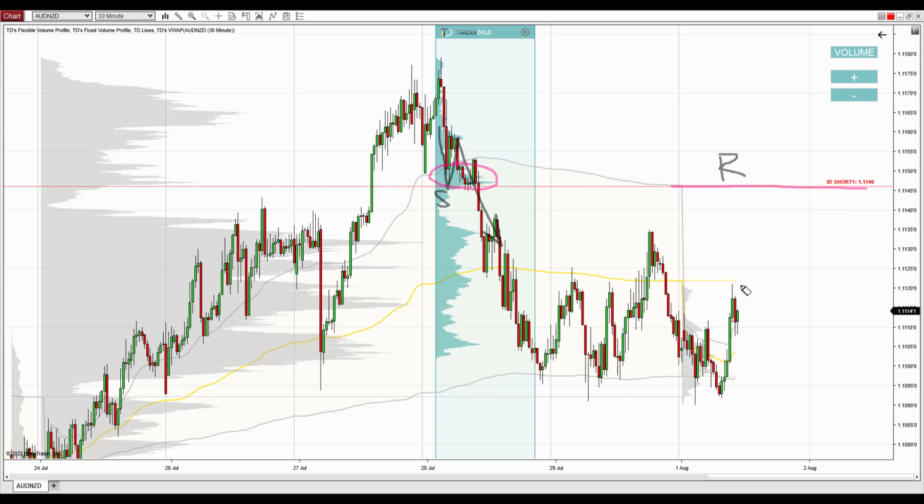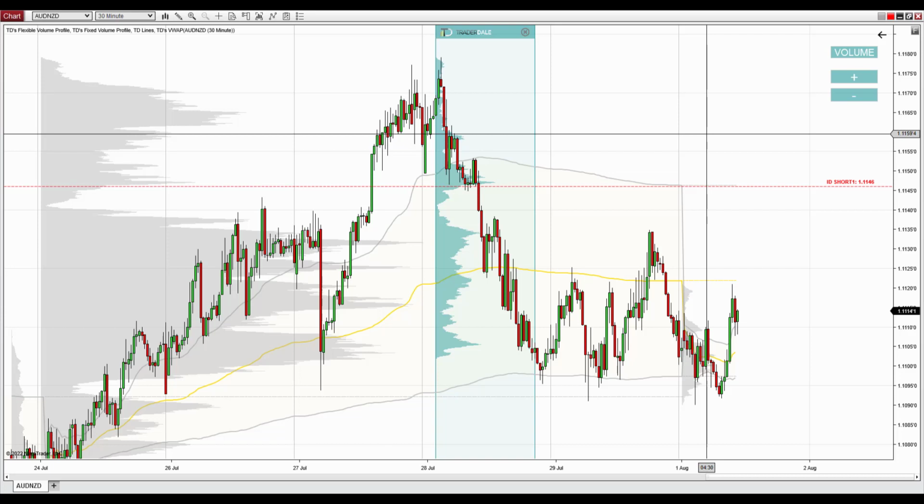Both point to this level. For that reason, I think that there'll be a reaction, right? So that's the resistance on the Australian dollar, New Zealand dollar. It is at 1.1146. Now let's move on and let's switch to another chart.